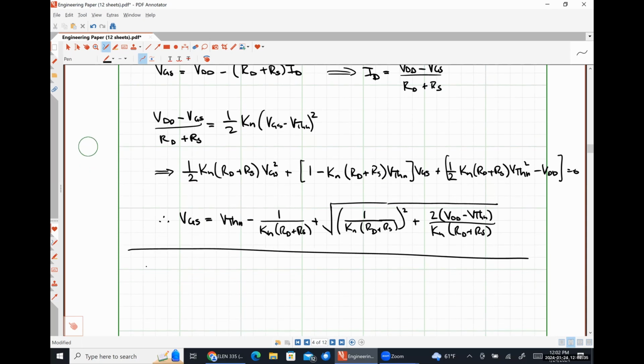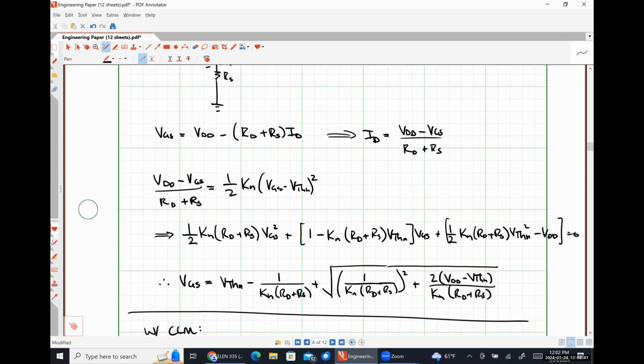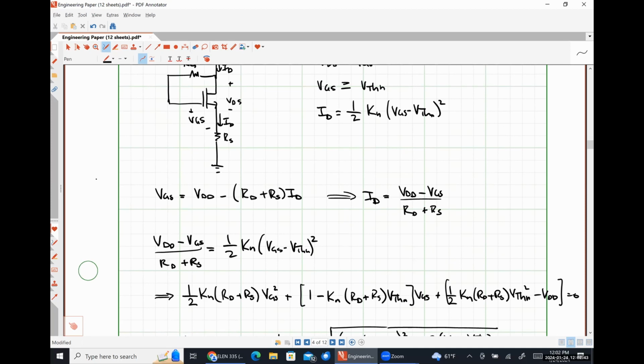So with channel length modulation included, literally the only thing that's going to change is this relationship right here. VGS will still be equal to VDD minus RD plus RS times ID, but now we're going to have that 1 plus lambda VGS term there, right?